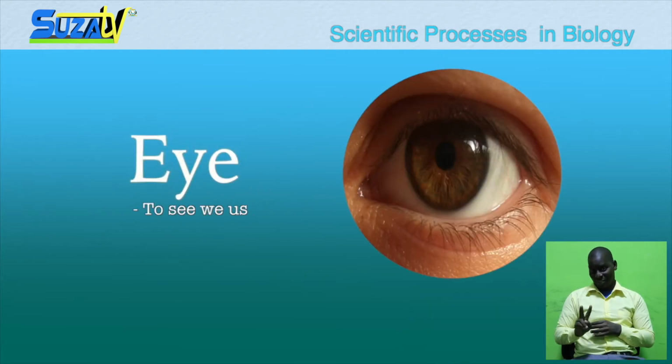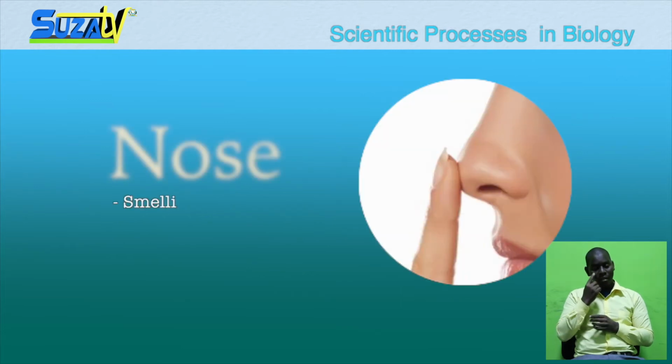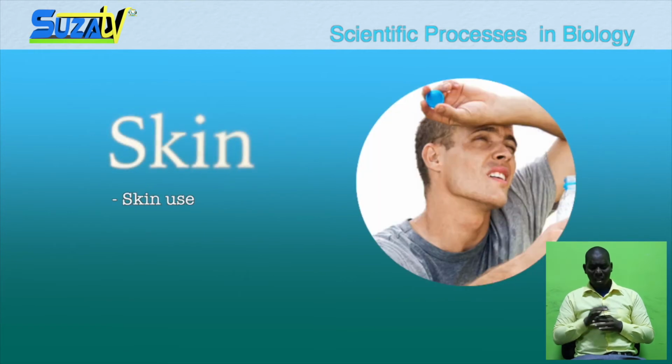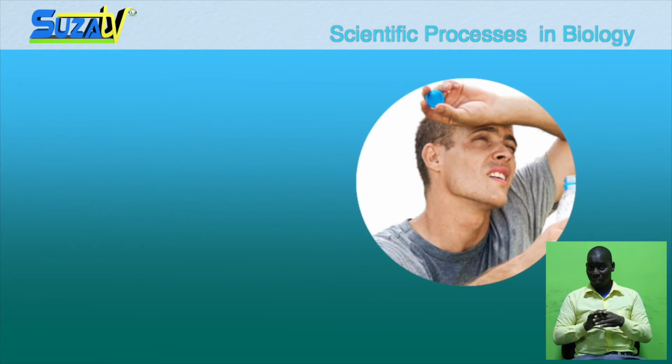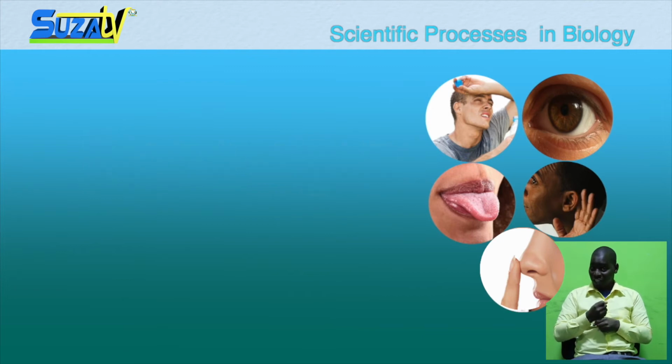To see, we use eyes. To hear, we use ears. For smelling, we use the nose. And to taste, we use the tongue. Skin, on the other hand, is used for feeling. Example, feeling hot or cold. Let us now see the function of various sense organs in making observation.